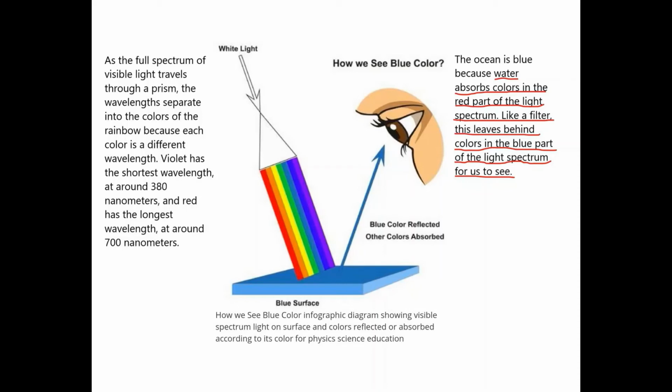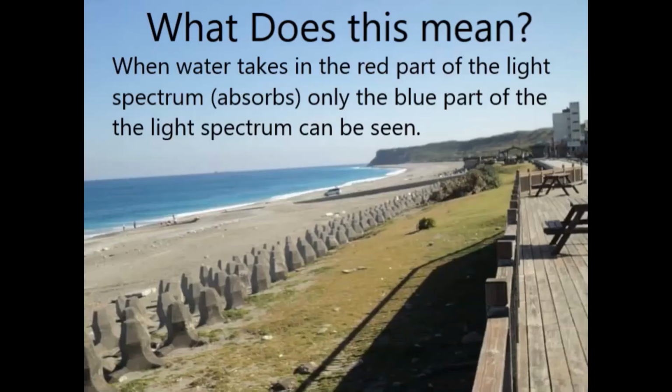Okay, so that's basically how the ocean is blue. It's because of how the light travels through it. And sometimes the water does absorb the red part, and it usually just leaves blue, but as I just said, it can leave other parts such as this lighter blue here and the green. So that's how the ocean is blue.